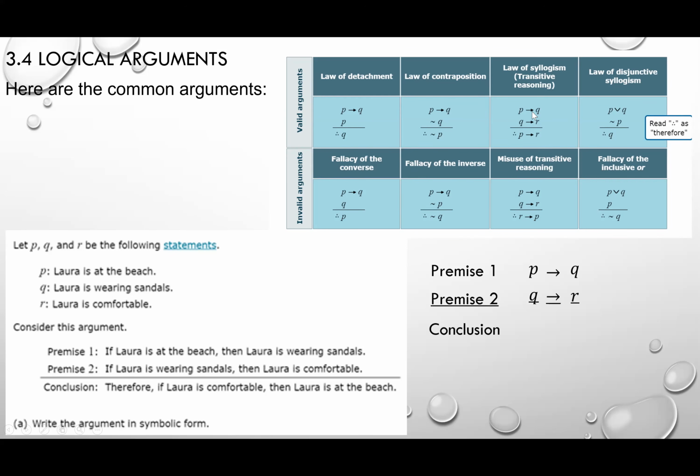So you can see that, well, wait a minute. The top one, P implies Q, both of them are P, Q, or P implies Q and Q implies R. P implies Q, Q implies R. So we know that this is two premises.